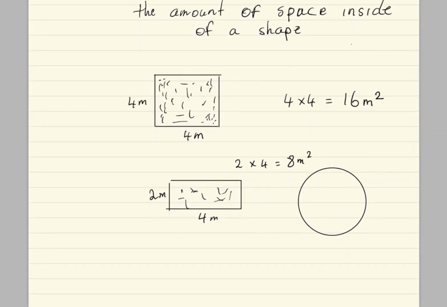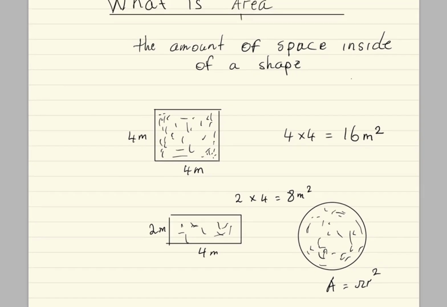The formula is, you'll learn this later, the area is equal to pi r squared. So that's a method of calculating how much space is taken up inside of this shape. So there's going to be many different formulas for calculating area for many different shapes. You're going to learn it as you continue in the study of geometry.